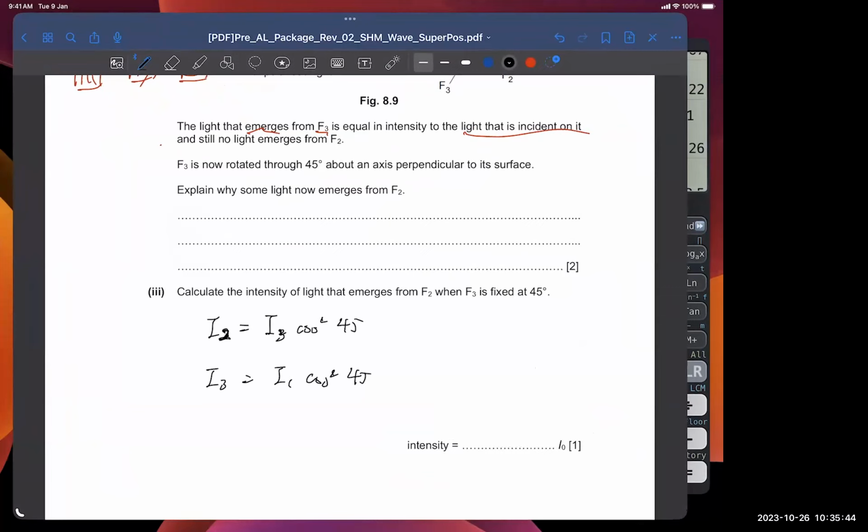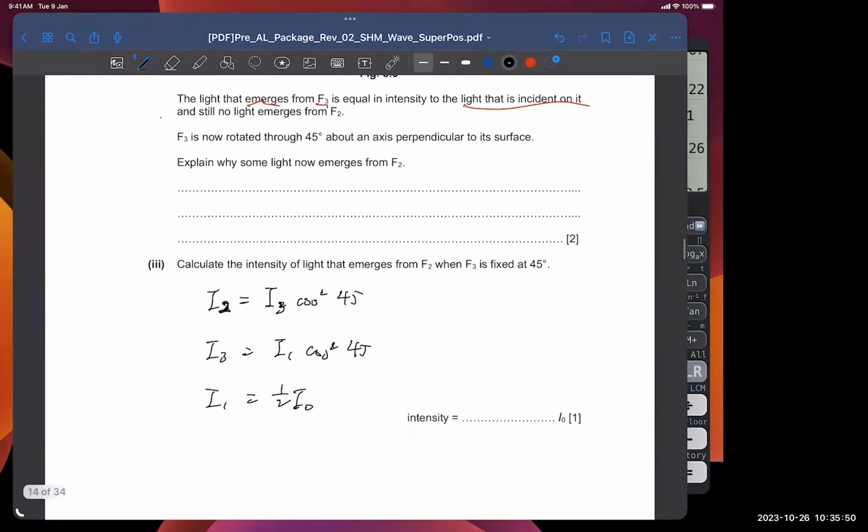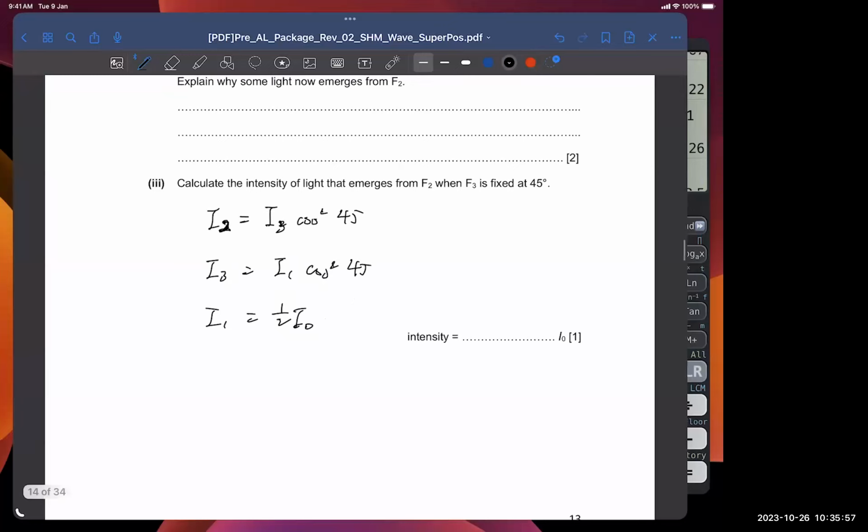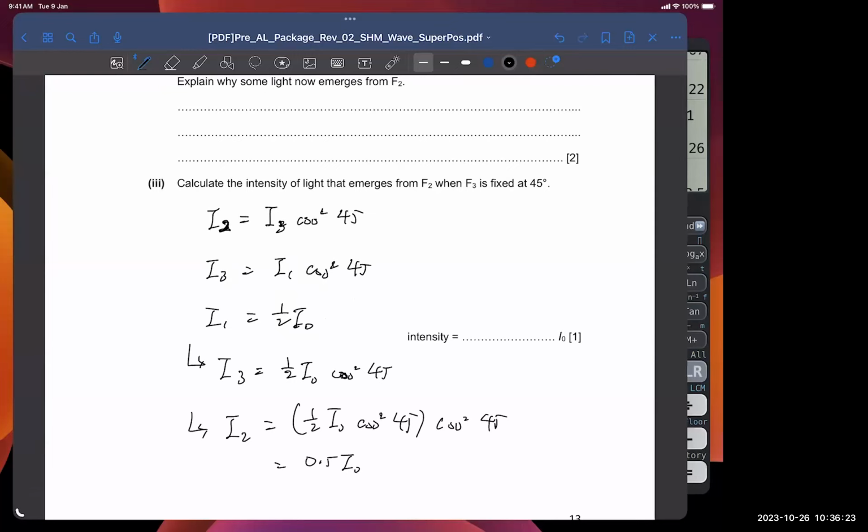And I1 is half of I0. So I substitute in. If I do it that way, I3 equals half I0 cosine squared 45. Then go on some more. I3 is equal to half I0 cosine squared 45, and the outside is a cosine squared 45 as well. So you have 0.5 I0 cosine squared 45. Go and solve for this, and that's it.